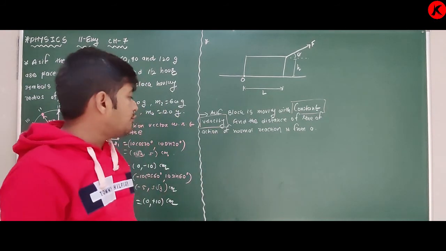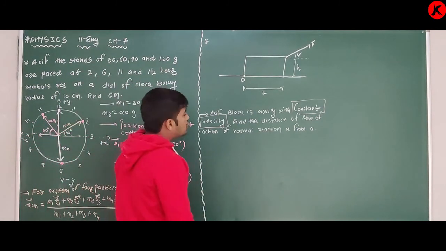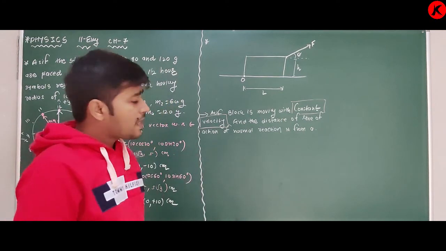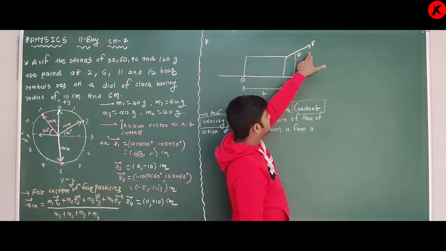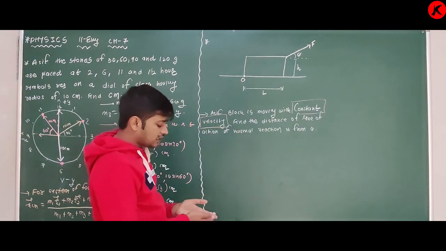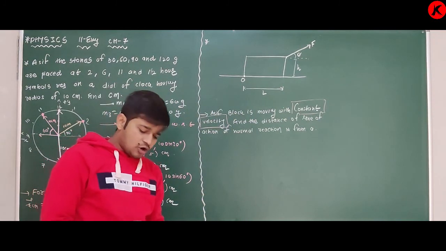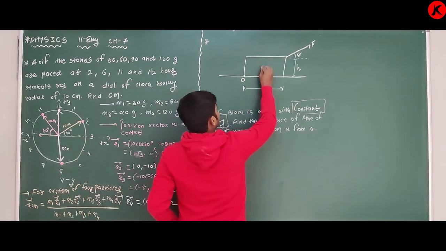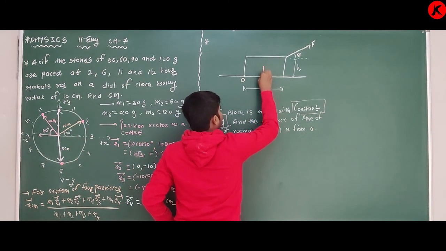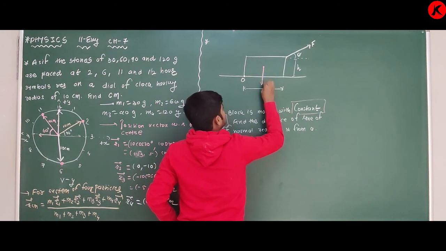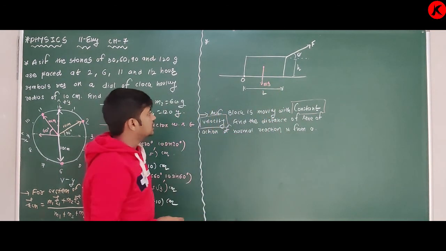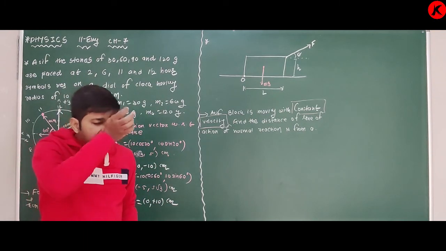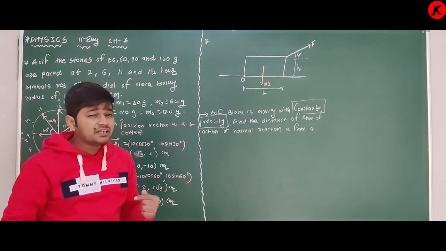Find the distance of the line of action of normal reaction N from O. Chalo. F is given. The external force F is given, which is acting at angle theta. Another force is acting on this block first, mg, acting from its center of mass in this direction. Then you are given the surface is rough.